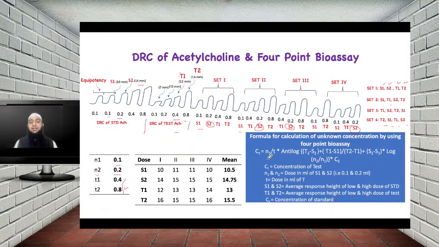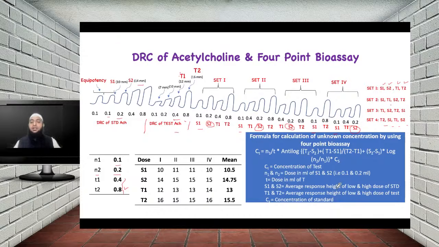The formula is Ct equals n1 divided by t multiplied by antilog of ((T2 minus S2 plus T1 minus S1) divided by (T2 minus T1 plus S2 minus S1)) multiplied by log of n2 divided by n1, then the whole bracket is complete, and that will be multiplied by Cs, that is the concentration of the standard. We know the concentration of the standard, as we have seen in the requirement, it is 10 microgram per ml. So what do S1 and S2 indicate?